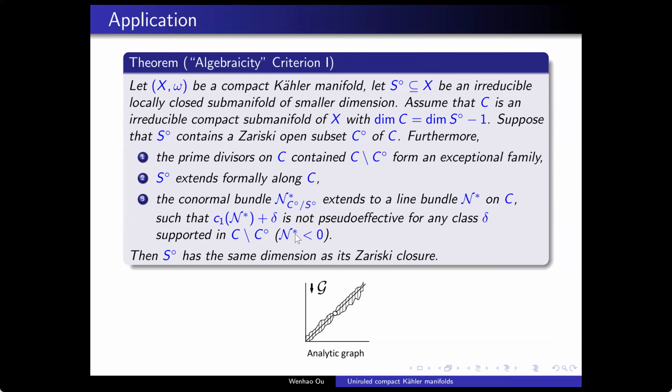So in other words, more or less, I say that the conormal line bundle is negative. Then S0 will have the same dimension as its Zariski closure. So this is the first one. I assume C has one dimension less than S.